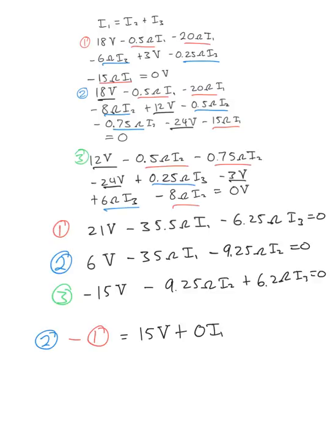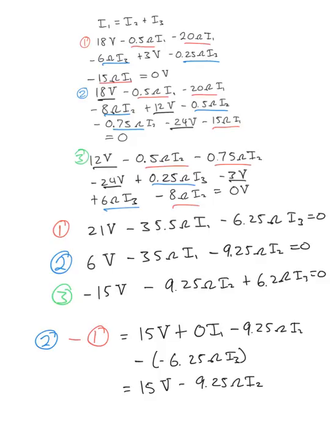Then I have a minus 9.25 ohms times I2, and then I subtract a negative 6.25 ohms times I3, which turns into negative 15 volts minus 9.25 ohms I2 plus 6.25 ohms I3, which equals 0, and this is in fact equation 3.